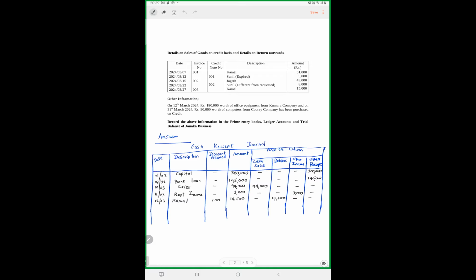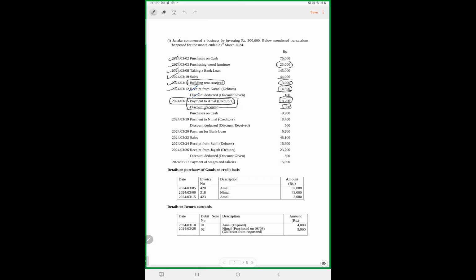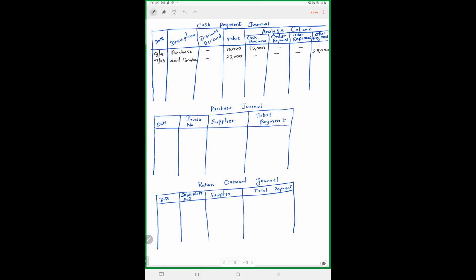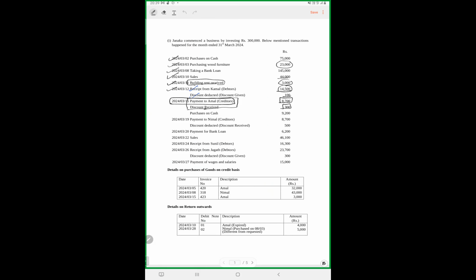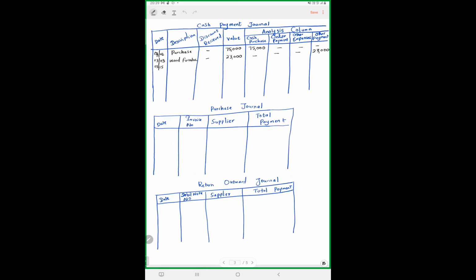These two transactions we need to record in the cash payment journal. So then you have to go to the cash payment journal. The date is 15th March. To whom we are paying? Amal. We are giving 300 rupee discount.